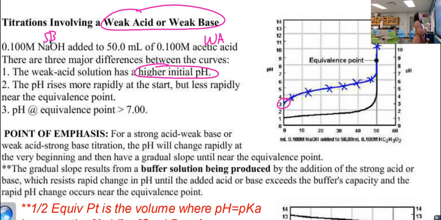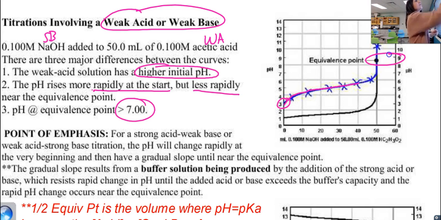with a strong base, the pH is going to rise more rapidly at the start, but less rapidly near the equivalence point. So you can see that it starts off with a little bit of a curve, and then it kind of flattens out a little bit. So it rises more rapidly at the start, but then less rapidly as you approach your equivalence point. And the pH of the equivalence point is going to be greater than 7.00. And we can see here that at the equivalence point, it's closer to something like a 9, okay?